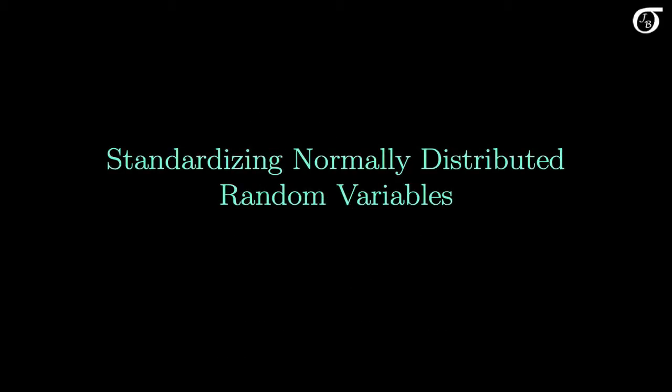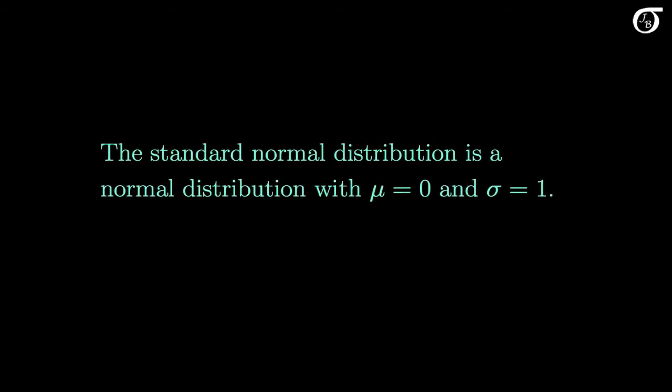Let's look at standardizing normally distributed random variables. The standard normal distribution is a normal distribution with a mean of 0 and a standard deviation of 1. The standard normal distribution comes up frequently in probability calculations and statistical inference, and we'll soon see that we can convert a random variable having a normal distribution with any mean and standard deviation into a random variable that has the standard normal distribution. This will help with some probability calculations. We deal with the standard normal distribution very often in statistics.